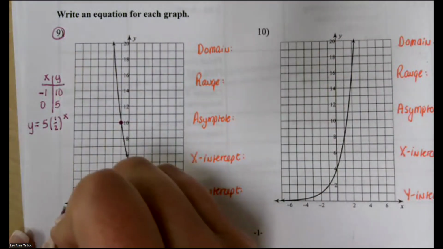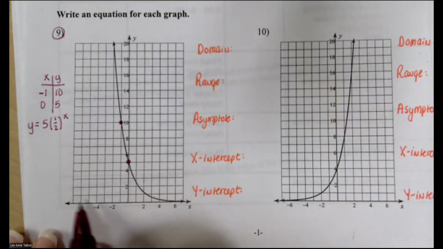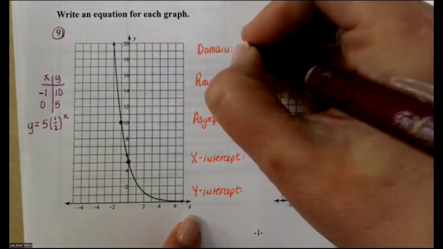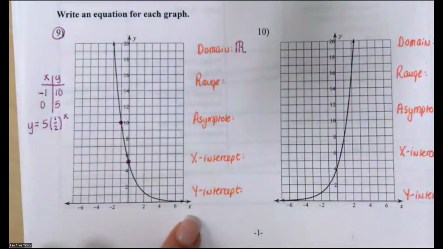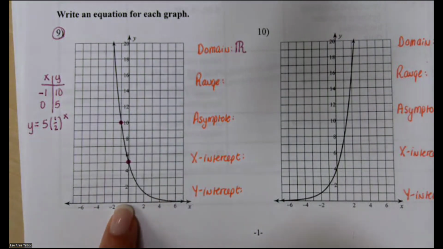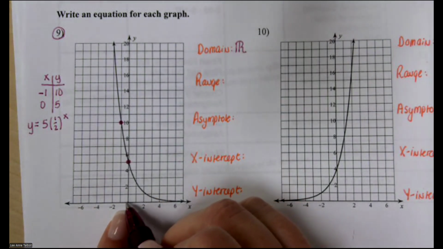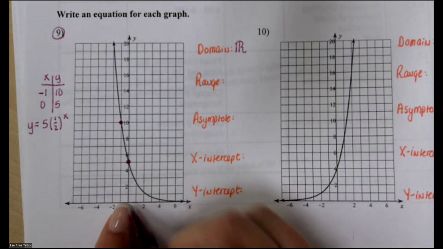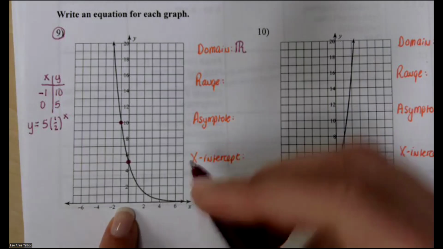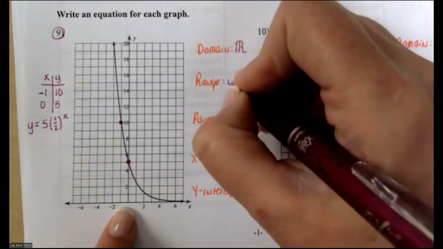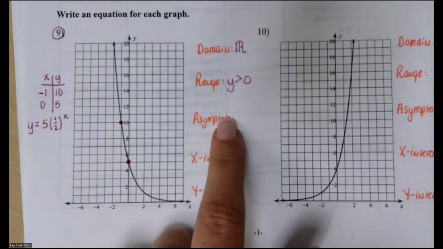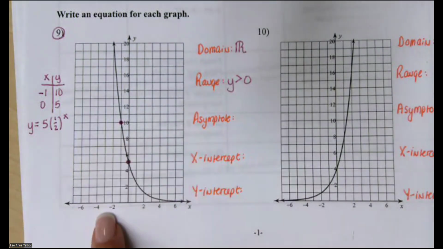The domain is the x, so is it going forever to the left? Yes. Going forever to the right? Yes. All reals. The range. So the range is going to here, but it's not going to touch the x-axis because it's exponential, but it's everything above, so y is greater than 0. And make sure that you don't have or equal to, because it's not going to touch.